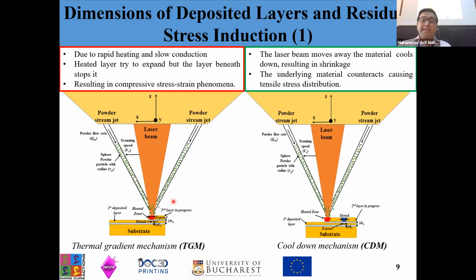In the first phenomenon, TGM, the laser beam rapidly heats the material, and a combination of rapid heating and slow conduction will melt the material. After the deposition, the material will try to expand, but the layer beneath it will hold it, which results in compressive stress and strain. While in the cool down mechanism, CDM, when the laser beam moves away, the material starts to cool down, which results in shrinkage, but the layer beneath it will hold it, which will result in tensile stress distribution.